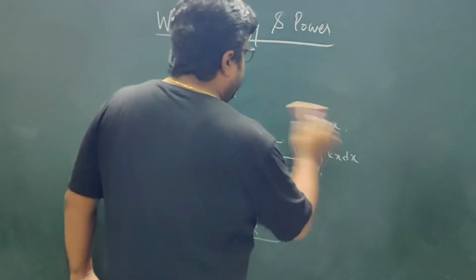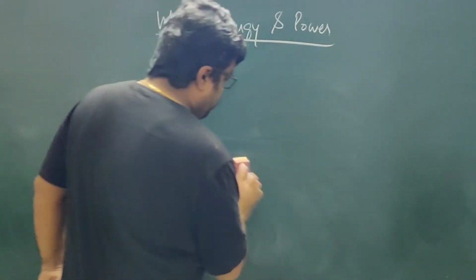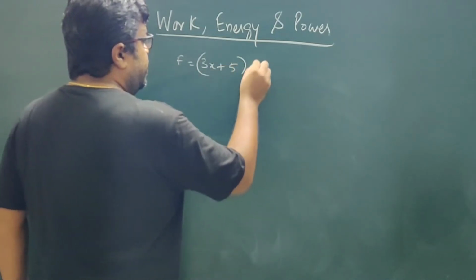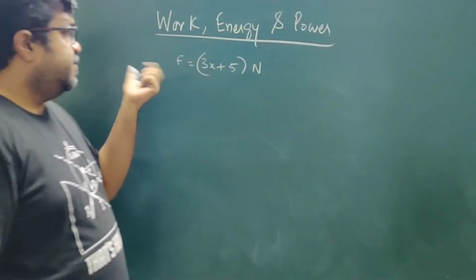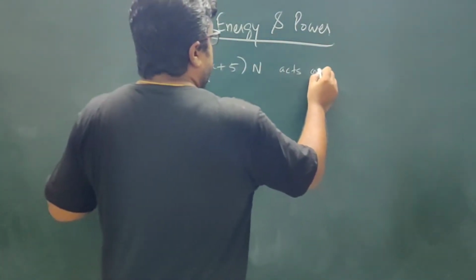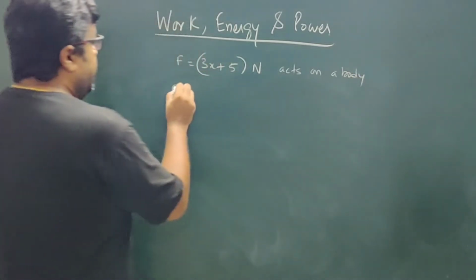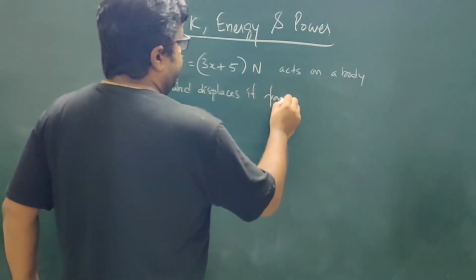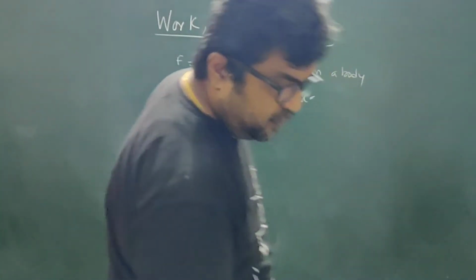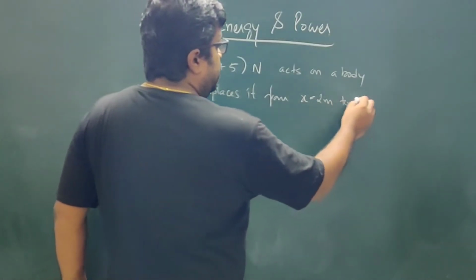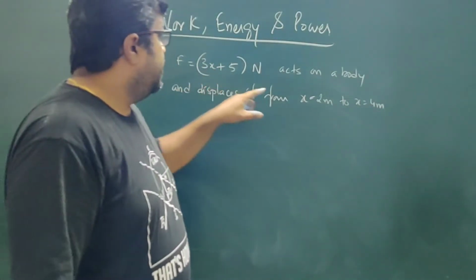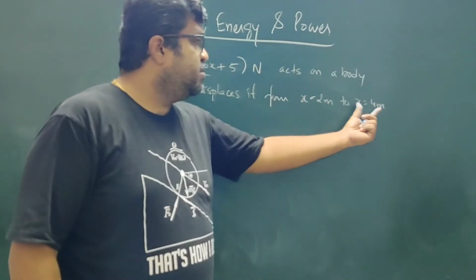Now let us see one graph based question. Suppose the force is equal to 3x plus 5 Newton. This force acts on a body and displaces it from x equal to 2 meter to x equal to 4 meter. Again, this force is a variable force.